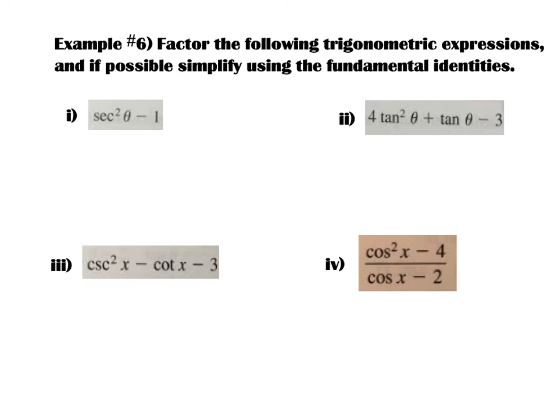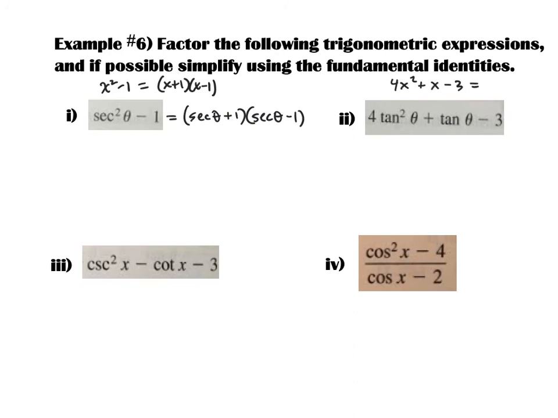So as I look at number 1, if I asked you to factor x squared minus 1, you would say x plus 1, x minus 1, and you'd be correct. If I ask you to factor secant squared minus 1, it's very similar. It's a difference of 2 perfect squares. So I'd have secant theta plus 1 and secant theta minus 1. Outstanding.